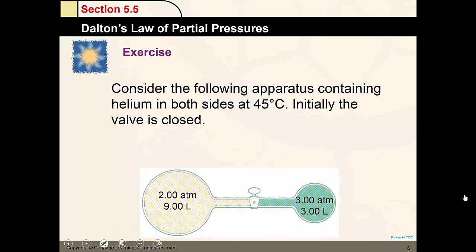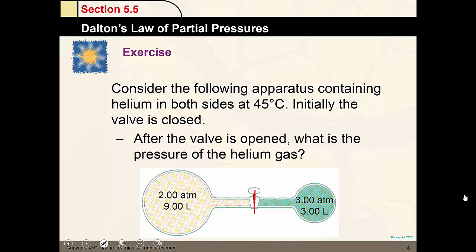Okay, so let's say at first, right now, we do not have a mixture of gases. This valve is closed. But we want to know, after that valve is opened, what is the pressure of the helium gas? So there's two ways to solve this. We can either, one, use Boyle's law, or two, use the ideal gas law. Because it does say the following apparatus containing helium in both sides is at 45 degrees Celsius. That is constant. So if we're using Boyle's law, we can just ignore that and use Boyle's law.